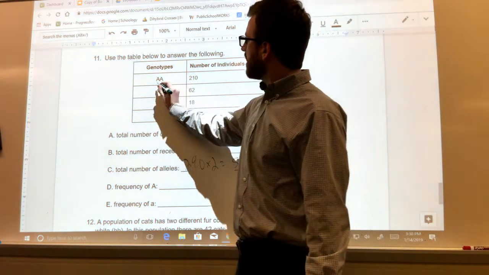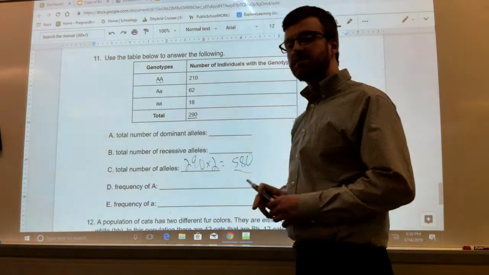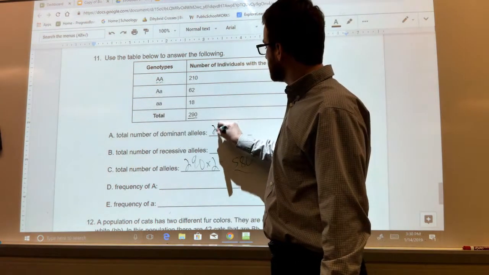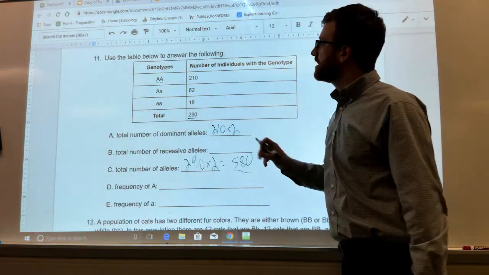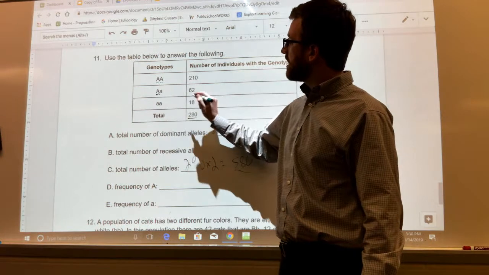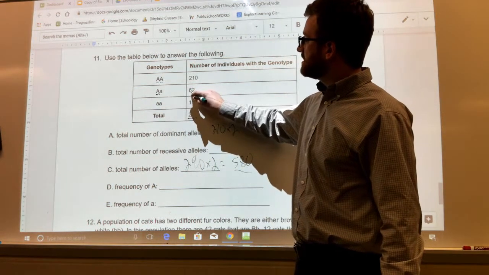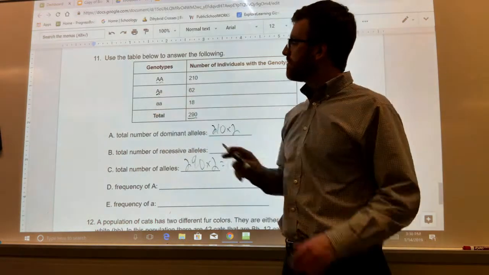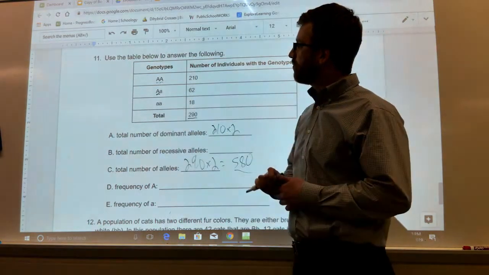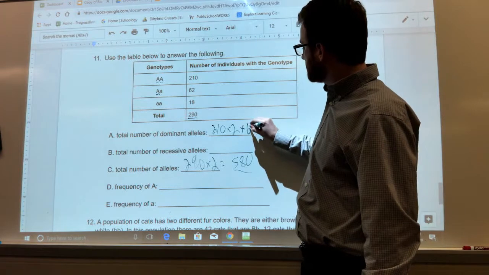So you have the capital A's, those are dominant, and you have 210, and each of those has 2 dominant alleles. So you have to start with 210 times 2. The second thing is, and you're not done there, you have to look at the heterozygous. The heterozygous is big A, little a, and you have 62 of those individuals. However, per individual, you're only going to have 1 dominant allele, or 1 big A. So it's actually just going to be plus 62.